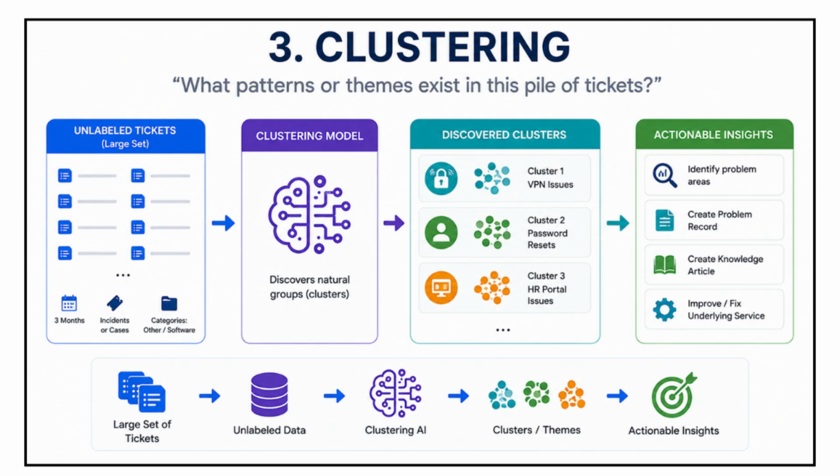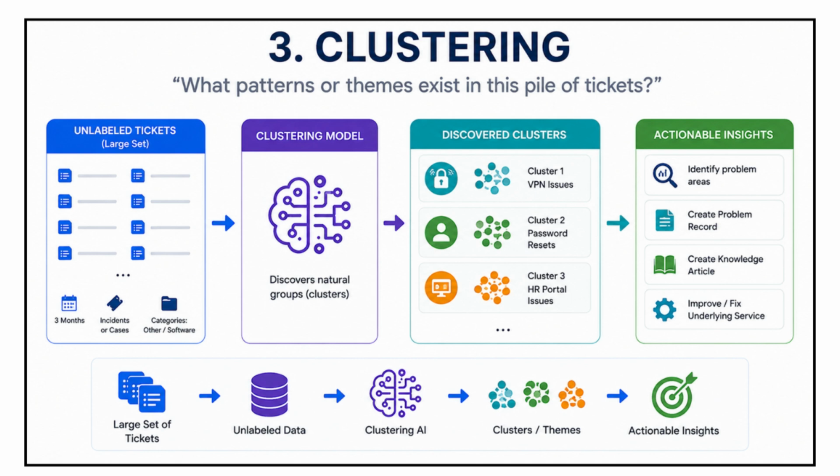Clustering models answer a different question: if I give you a large set of records with no labels, how would you naturally group them into themes? Let's go into detail. Unlike classification, here we do not tell the model the categories in advance. We just dump in a big set of incidents or cases, and the model discovers clusters, that is, groups of records that are similar to each other.